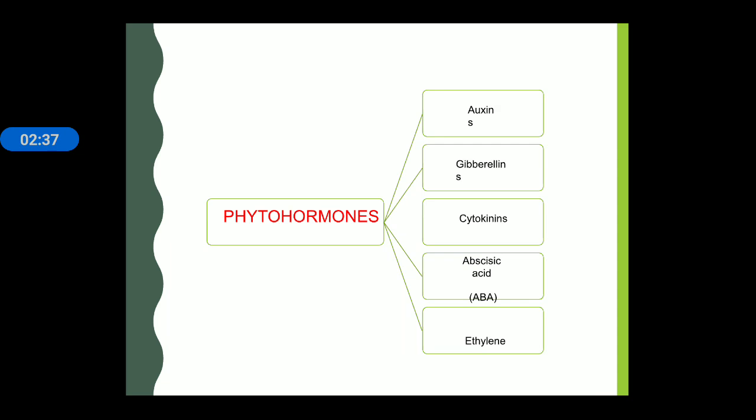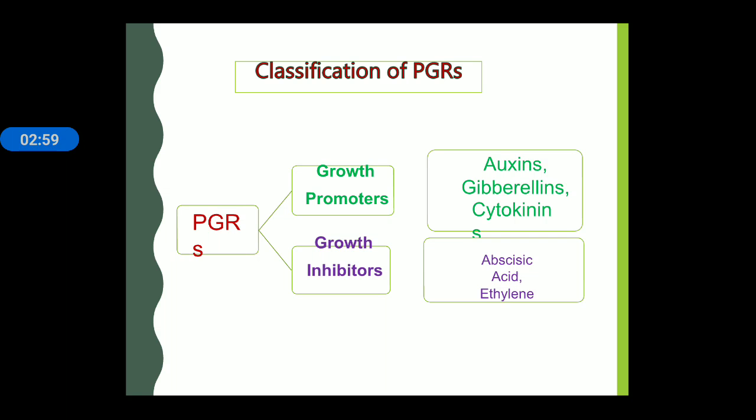So phytohormones or plant hormones are of 5 types. You can see in the slide: auxins, gibberellins, cytokinins, abscisic acid, and ethylene. These are the 5 plant hormones which we have to discuss in this chapter, and these hormones are very important. So we can categorize the plant growth regulators into two major groups. One is growth promoter and the other is growth inhibitor.